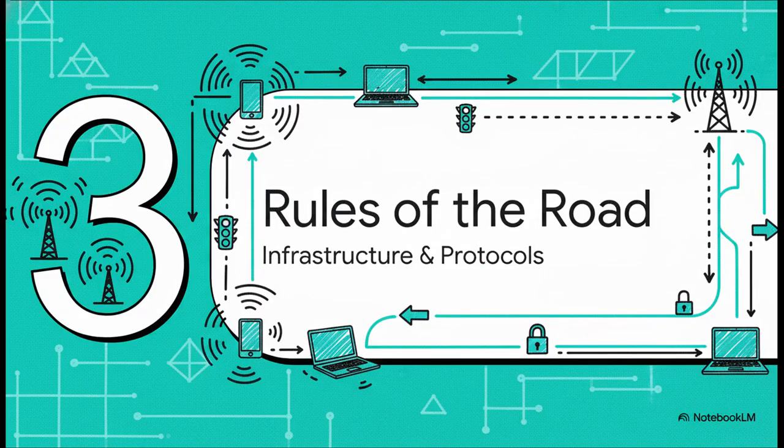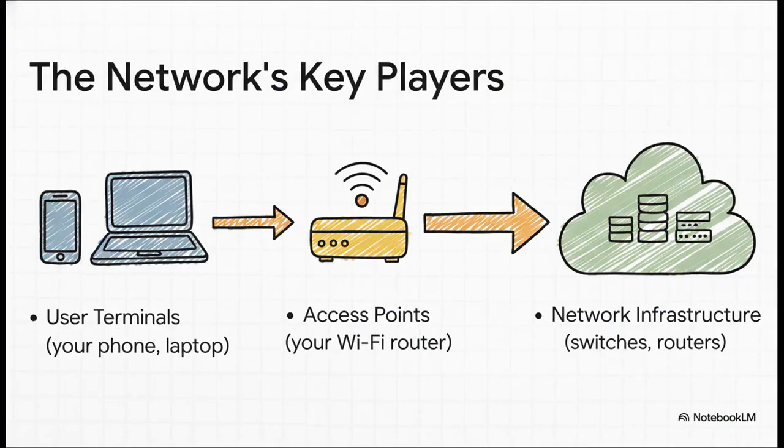Now you'd think with billions of devices all shouting signals at once, it would be total chaos, right? But it's actually pretty orderly, and that's all thanks to some really important infrastructure and some crucial rules of the road. So on its trip, our little data packet is going to meet a few key players. It starts at what's called a user terminal. That's your phone or your laptop. From there, it travels to an access point. Think of your Wi-Fi router at home. And that router connects it to the wider network infrastructure that's going to guide it the rest of the way.